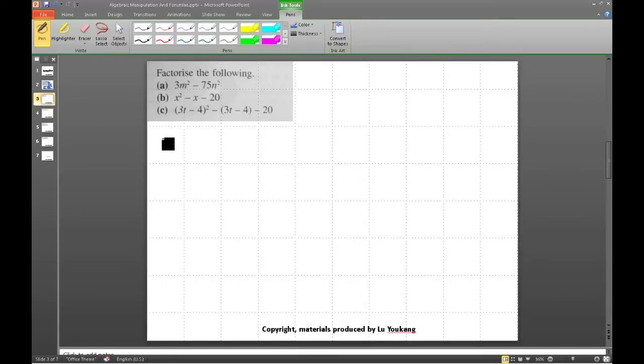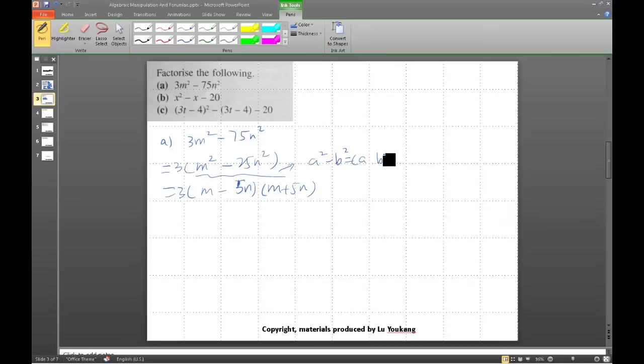Now we are asked to factorize the following: 3m squared minus 75n squared. Whenever you see a common factor, please factor that out. After that, you are left with m squared minus 25n squared, and you should observe that it is similar to a squared minus b squared. And a squared minus b squared equals (a minus b)(a plus b). Therefore, you get this answer.